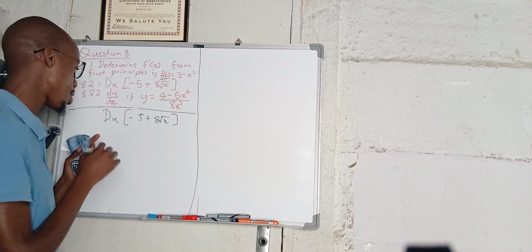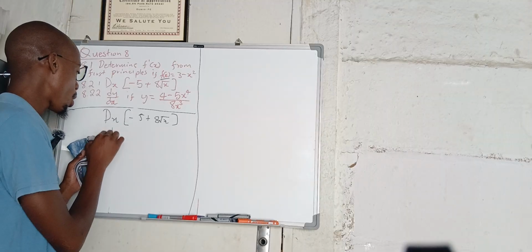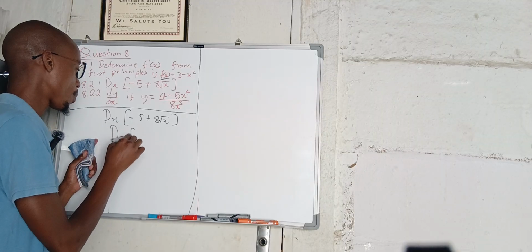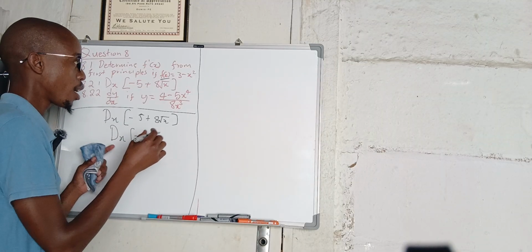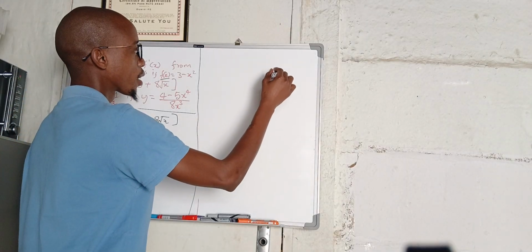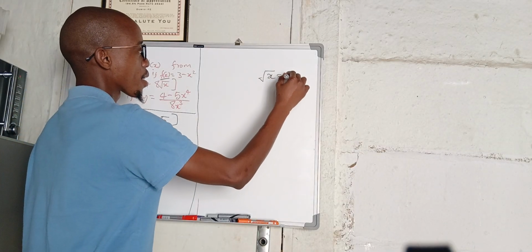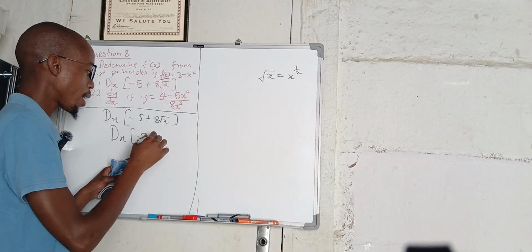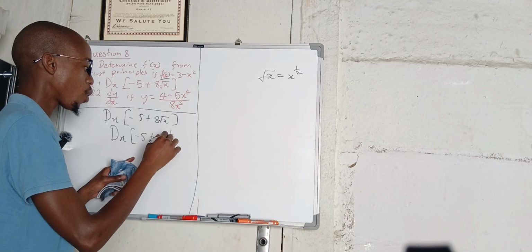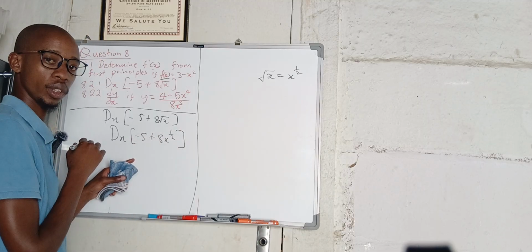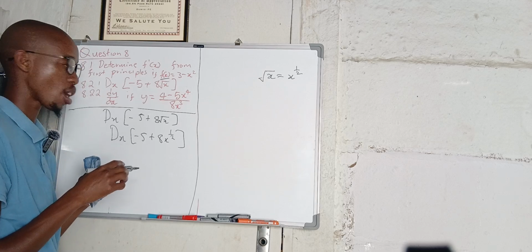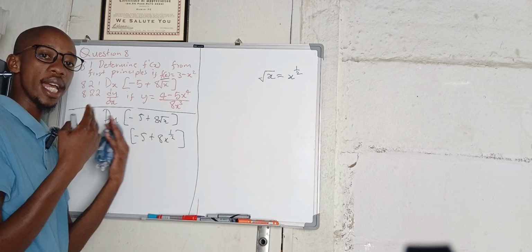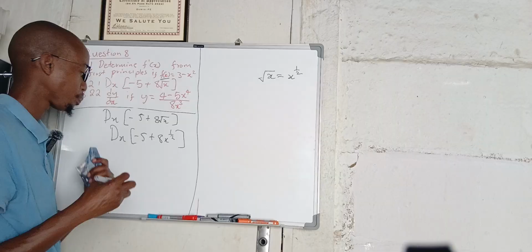Let's go back to the basics. Before I solve this, I'm going to rewrite it again. Minus 5 plus, now let's remember, the square root of x is the same as x to the power of 1 over 2. So therefore, I'm going to write 8x to the power of 1 over 2. All right. Then I can differentiate now because I now have an exponent I can drop.